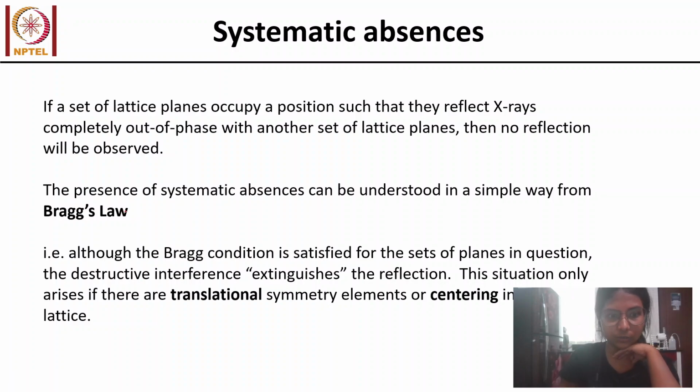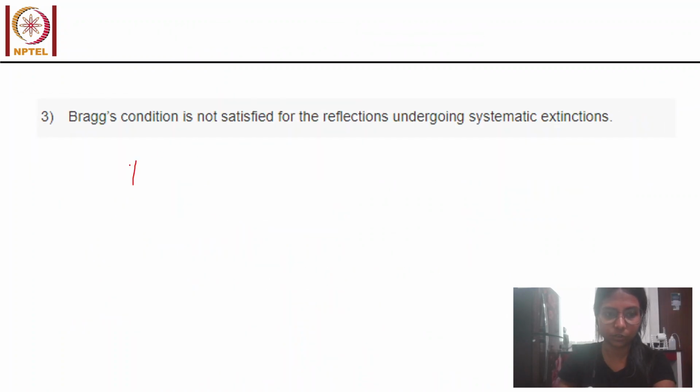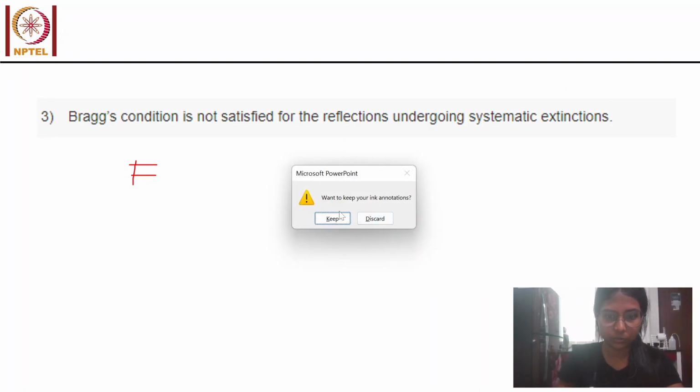The presence of these systematic absences can be understood in a simple way from Bragg's law. Right, this Bragg condition is satisfied for the set of planes in question. However, there is some destructive interference which is extinguishing the reflection. Hence this is actually false, because we are getting the destructive interference, right? So this is false.